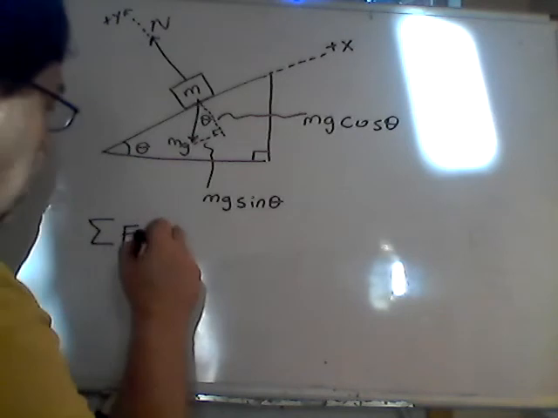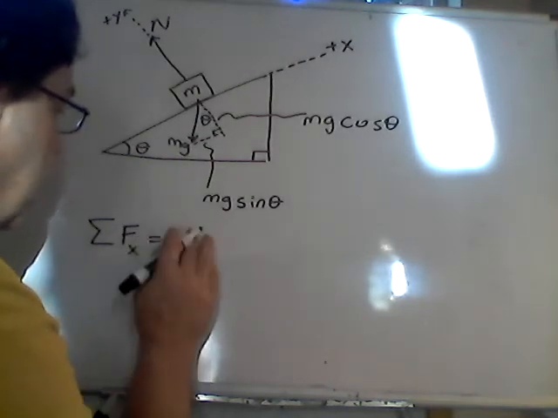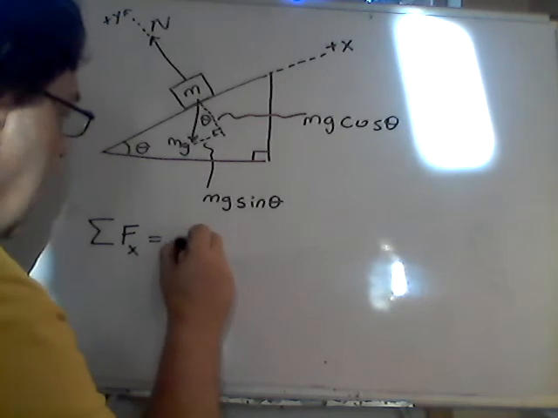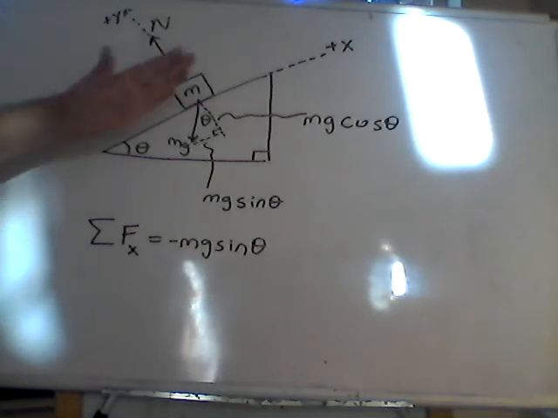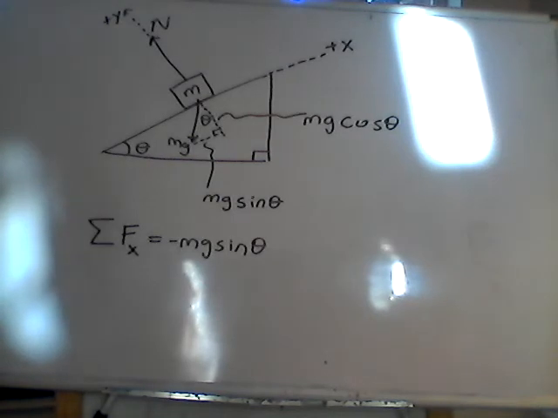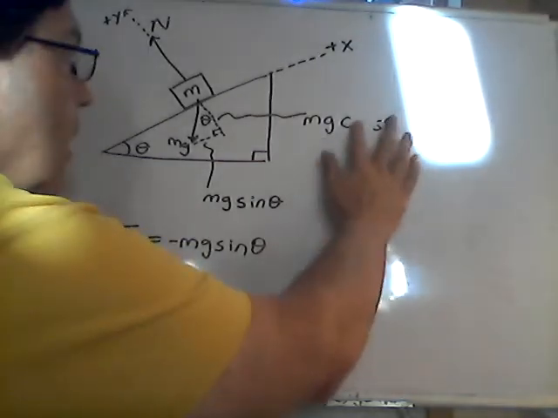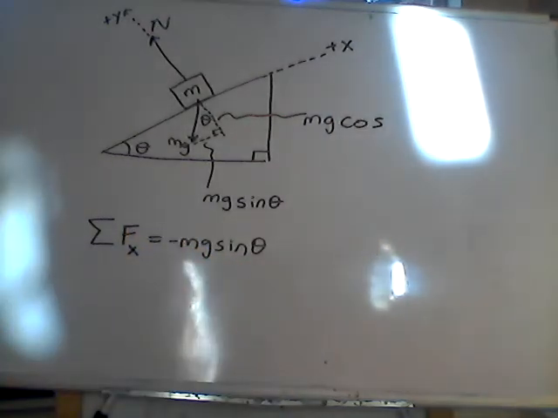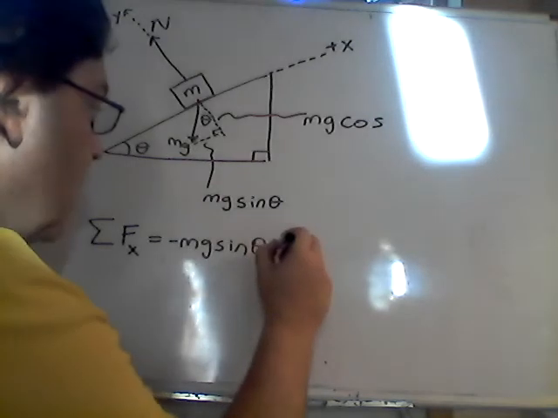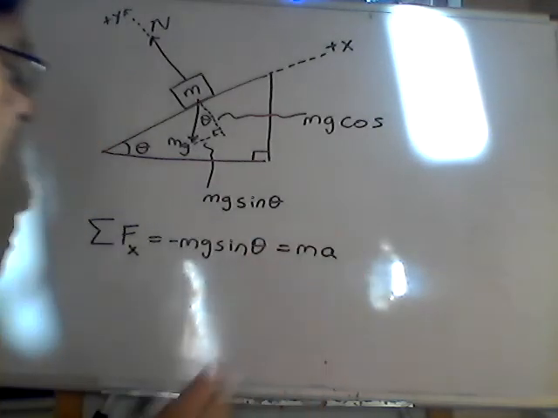So it's going to be negative mg sine of theta, the component of the weight along the x-axis, my new tilted x-axis. That's the only force that's there. The normal force is entirely in my new y-direction, and I'm not considering friction here. So that is really the only force I have to worry about here. And I'm going to say that's equal to ma.